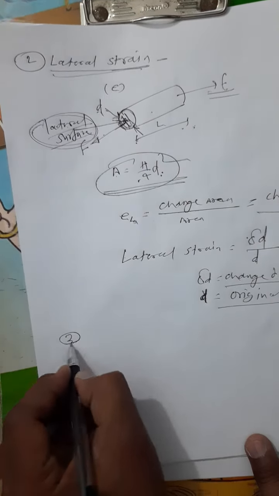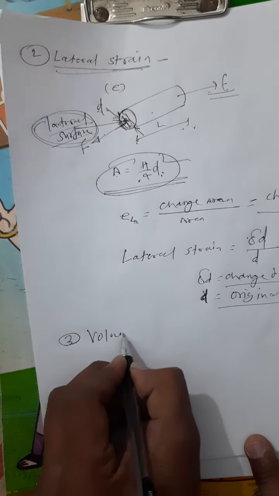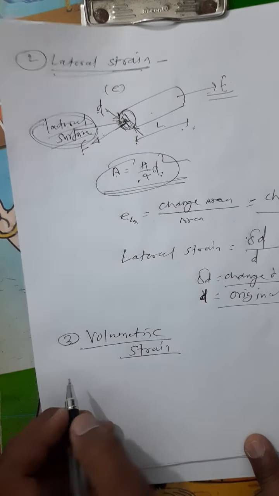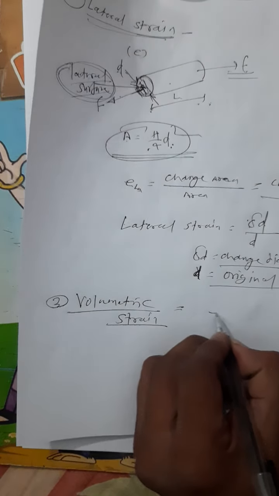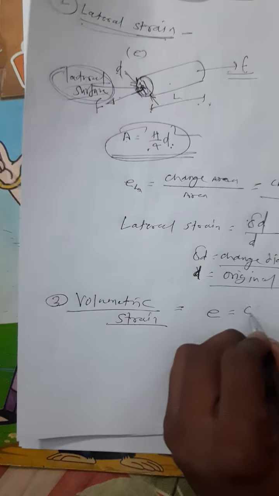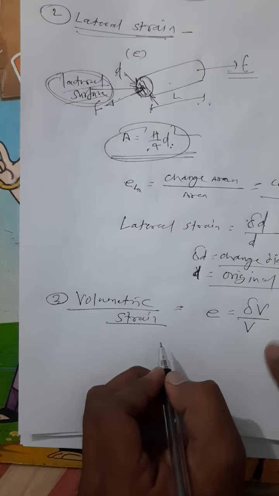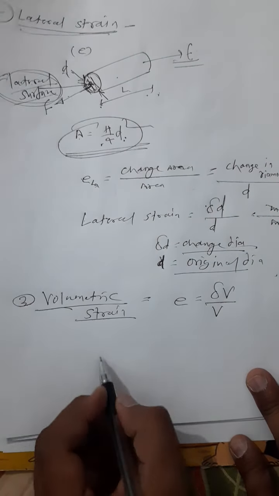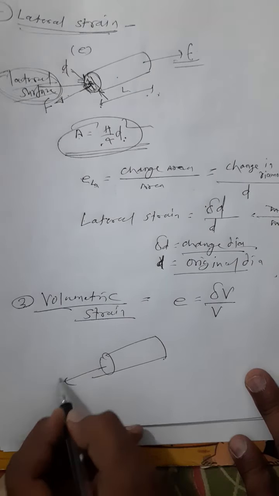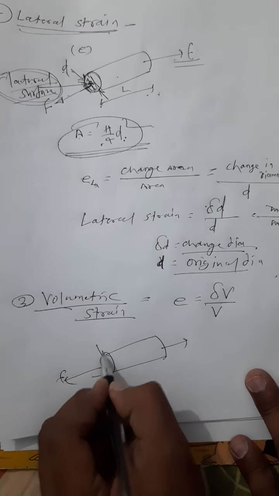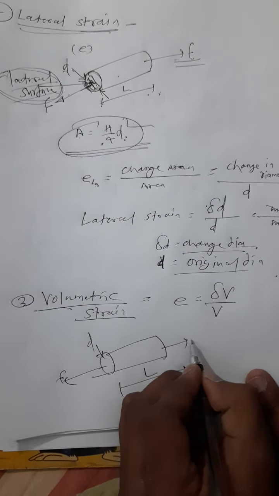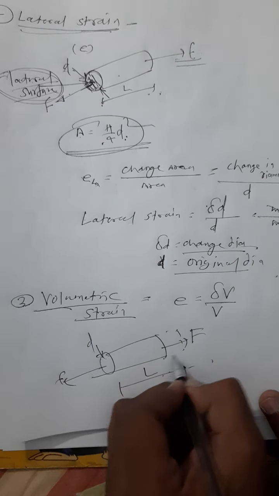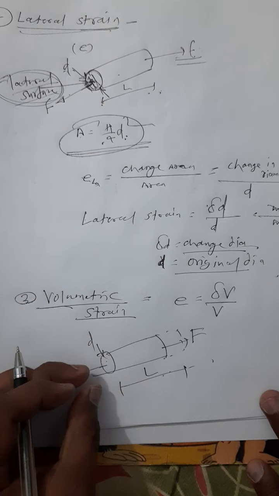Our third type of strain is volumetric strain. So what is volumetric strain? Strain is again denoted by E. See, change in volume upon original volume is volumetric strain. Because when you apply force on this part, this is the diameter and this is the length. When you apply tensile force, the length increases and the diameter reduces.